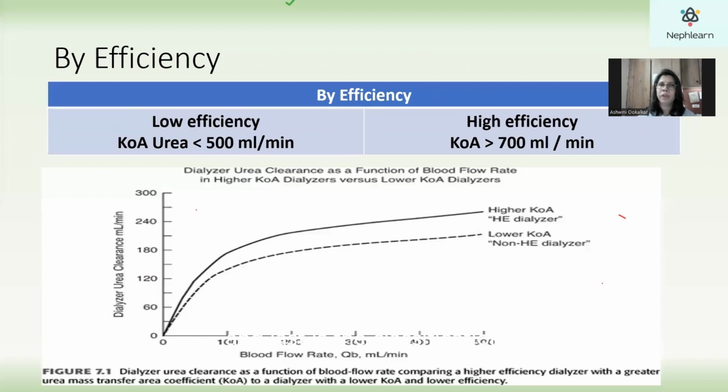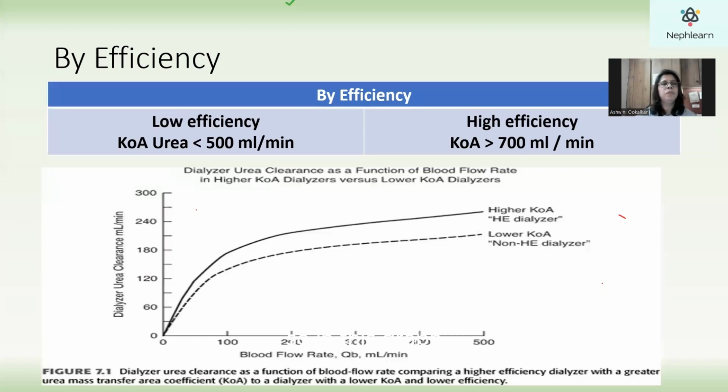And last is the classification according to the efficiency of the dialyzers. Remember, I told you that KOA means mass transfer area coefficient, in which removal of urea is estimated. And if urea removal is less than 500 ml per minute, then it is known as a low efficiency dialysis membrane. And this is commonly used today. There is also something which is 500 to 700 ml per minute, and that's known as a moderate efficiency dialyzer. And then comes the high efficiency dialyzer, in which more than 700 ml per minute of urea is removed.